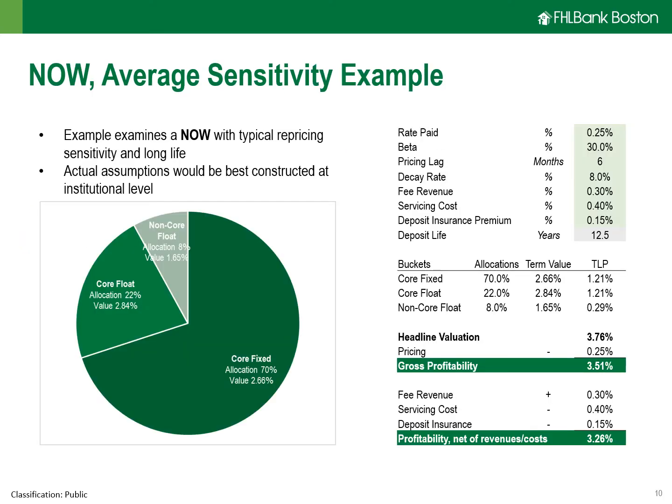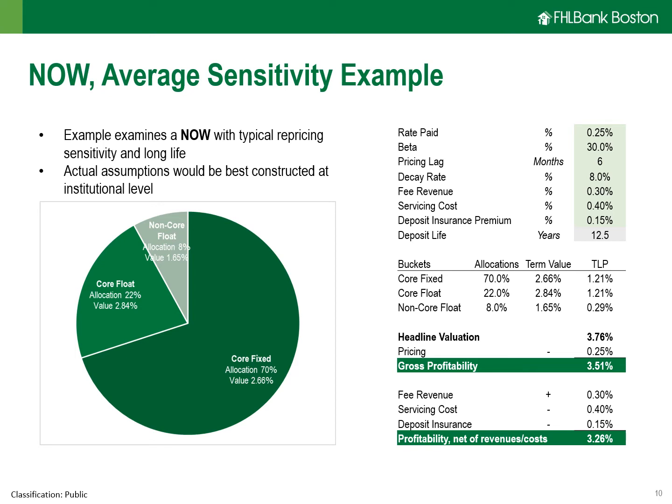Let's walk through a couple of different examples about using this framework to value different types of accounts. So on this slide, we're taking a look at an average sensitivity NOW account. And the key assumptions around that account, which could be taken or derived from the ALM modeling that you are already accomplishing, is identified in the light green up on the right-hand side.